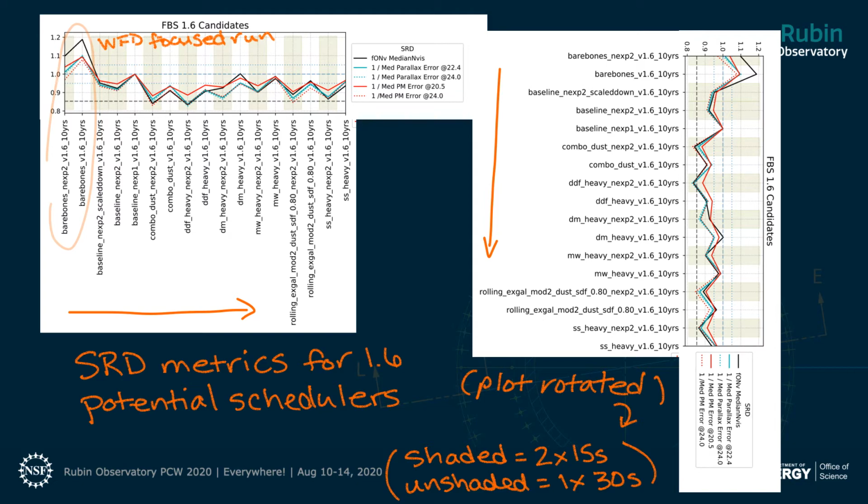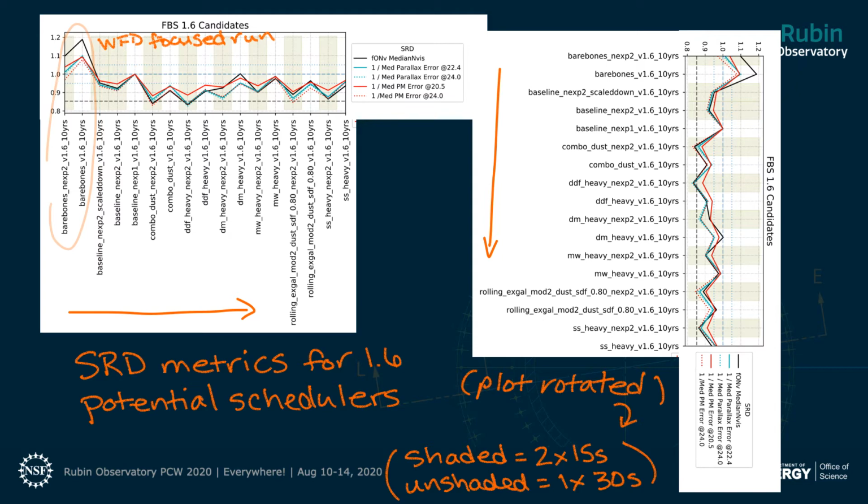So the metrics tracked here are just the SRD metrics. So we track the number of visits per pointing across the wide fast deep and then take the median, and that's what we call FONV, median N visits. It's a very useful number to tell you how many visits you are spreading across the wide fast deep on average.